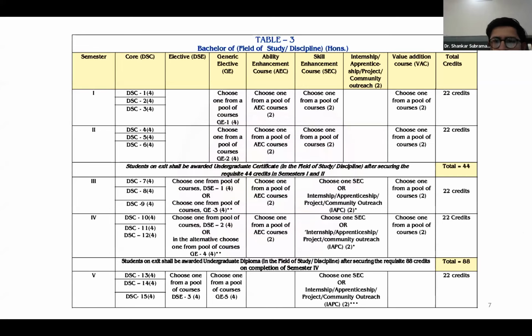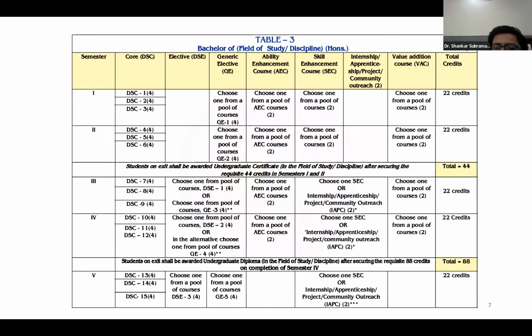Here we are at table 3 right now. Table 3 represents the distribution of the credits of each semester. All the semesters are represented on the left side, and the respective credits are represented on the right side. These 22 credits in each semester are distributed in the form of DSC discipline specific core papers, generic elective papers, ability enhancement course AEC papers, skill enhancement course SEC papers, and value addition courses. So the 22 credits of the first and second semester are distributed in the form of DSC, GE, AEC, SEC, and VAC courses. The choices of these have been floated to each one of you.